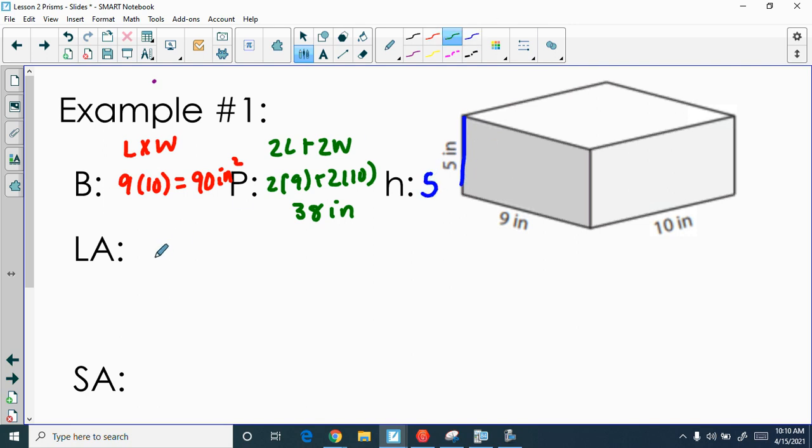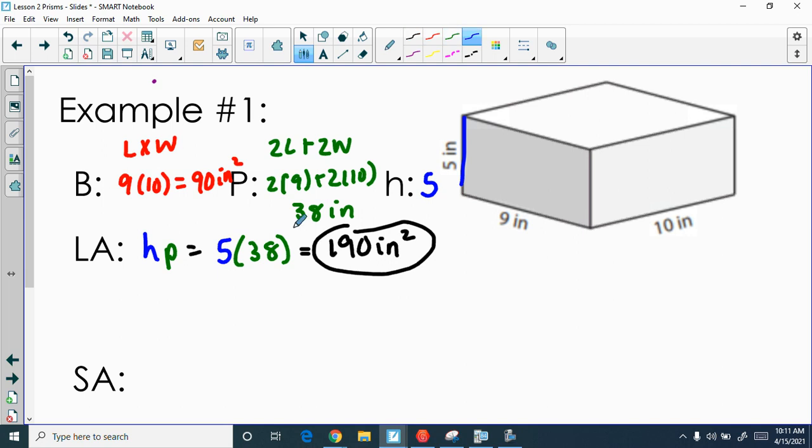So our lateral area is going to be height times perimeter. So in this case, my height was blue, my perimeter was green. So we're going to get 5 times 38, which gives us a total of 190. Now this is area, so it should be inches squared.